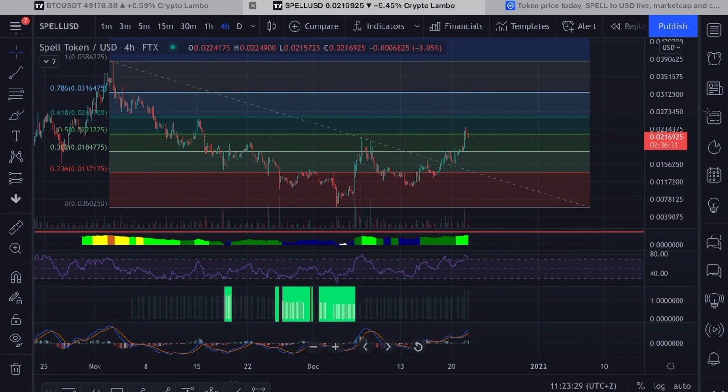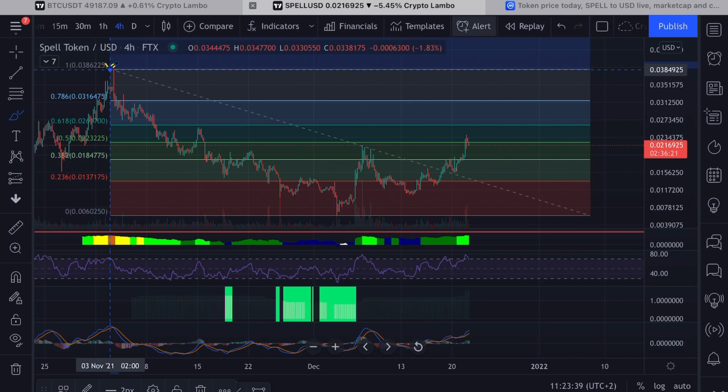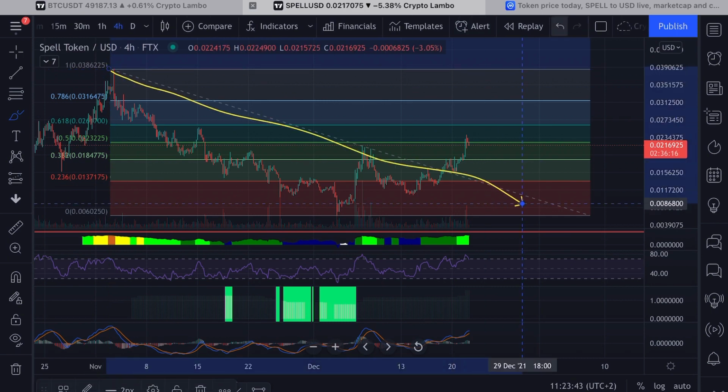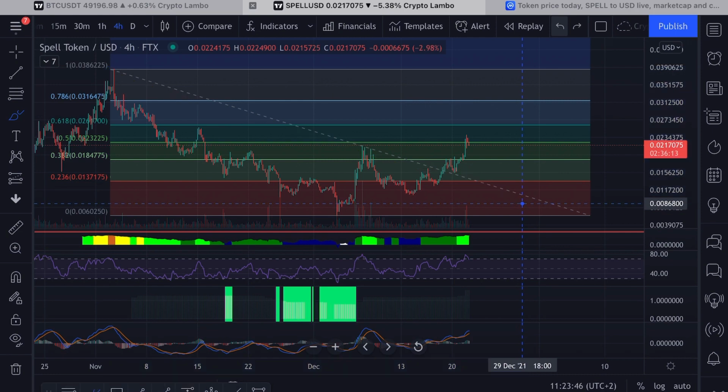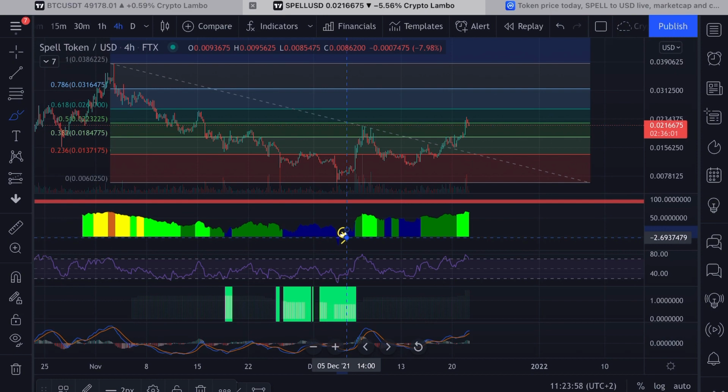All right, let's go into the Spell token. So everything looks pretty good for this token, because we found the top here on all FTX exchanges on 3rd November, and now we've got this FIB downtrend line. Also, look at these indicators. The first one is the mood on the market. The best entry point for this coin was after the drop on December 4 and December 5, here around 0.006 on RSI. We touched the bottom, then we made a pump.